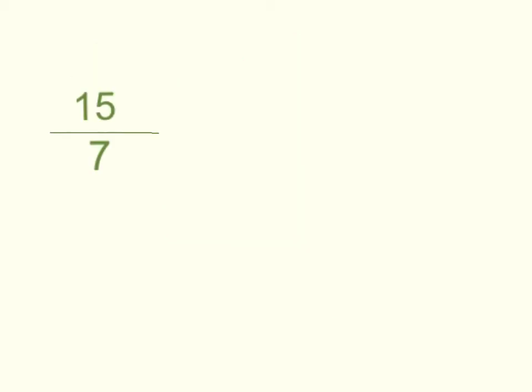Let's do another example. 15/7 is an improper fraction. We need to change it to a mixed number. So we know we need to start out by doing 15 divided by 7. So put 15 divided by 7 into your calculator. You should have gotten 2.14285714. So for our purposes, we need to know that there are 2 wholes and then something extra.